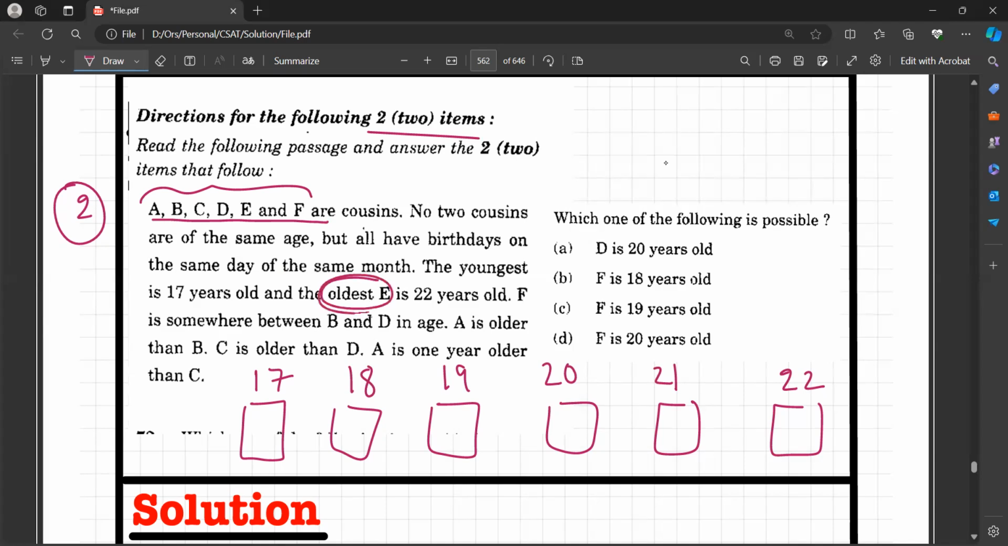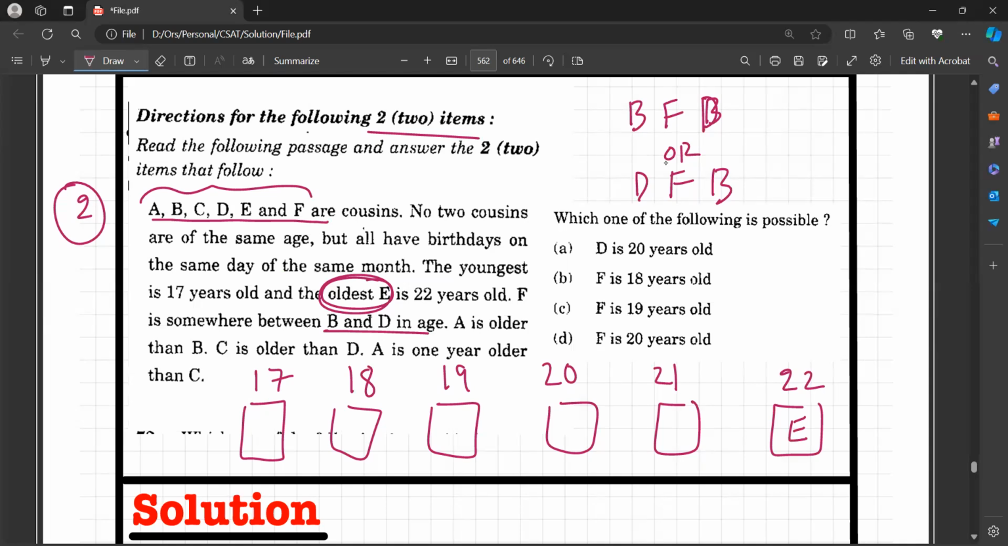The oldest E is 22 years old. So can I say this position has to be E? F is somewhere between B and D. So it can be like this: BFD or DFB. We have no idea, because until now we don't know B and D's age. Whether B is the youngest one or D is the youngest one, we have no idea. But we have this statement that F is somewhere between B and D. So F has to be in between B and D.